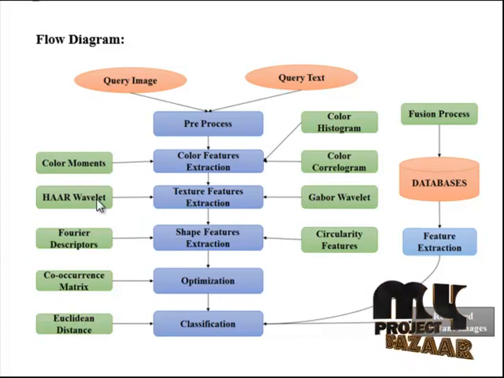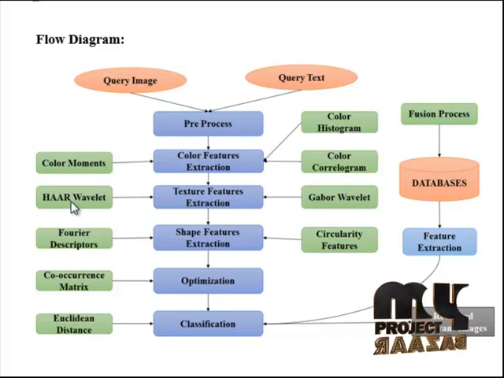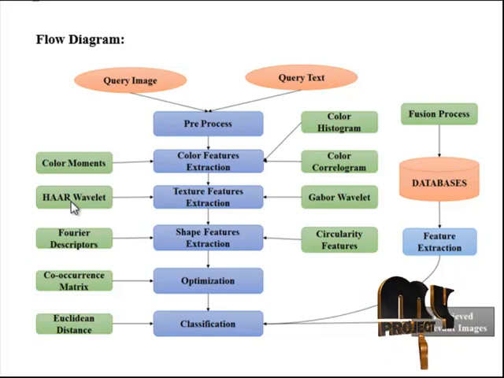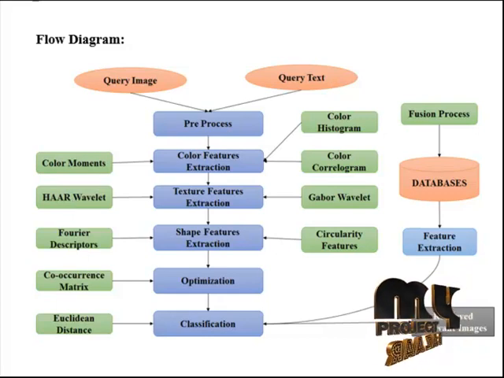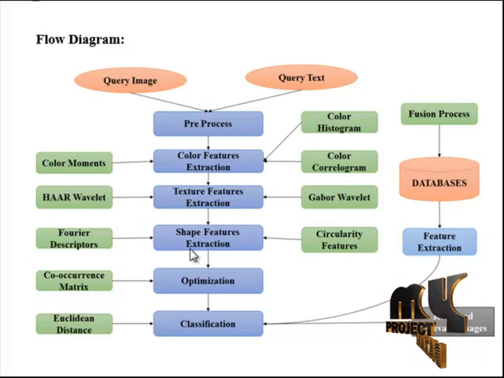Next, the Haar wavelet. Haar wavelets are the fastest to compute and the simplest to implement. In addition, user queries tend to have large, color-filled regions which are well represented by this basis. One drawback of the Haar basis for lossy compression is that it tends to produce blocky image artifacts at high compression rates. Next, in the shape feature extraction, Fourier descriptors and circularity patterns are extracted.